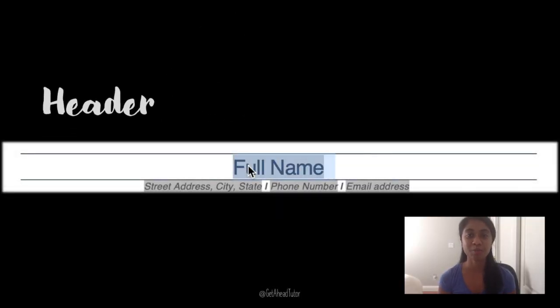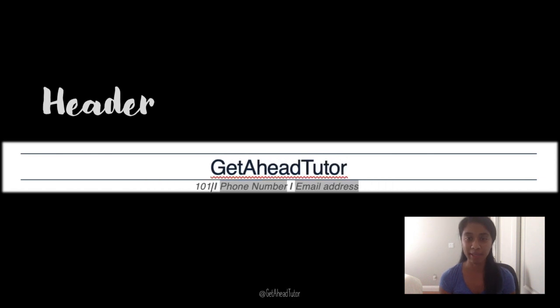The first section of your resume is the header. This section is pretty straightforward. Include your full name and then include contact information. We've chosen to provide home address, phone number, and email address.